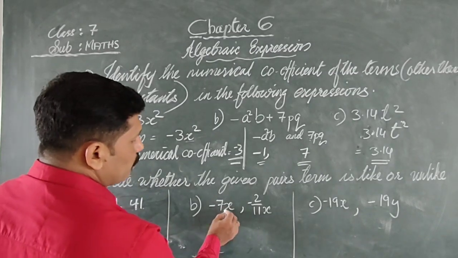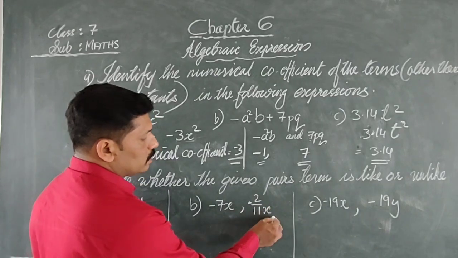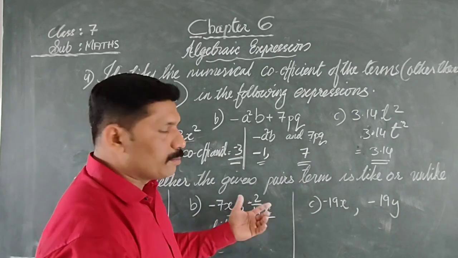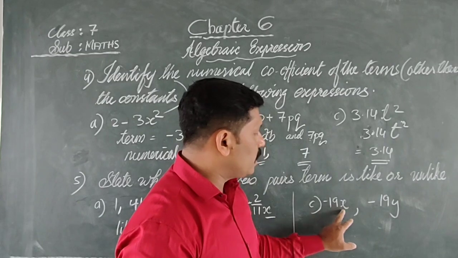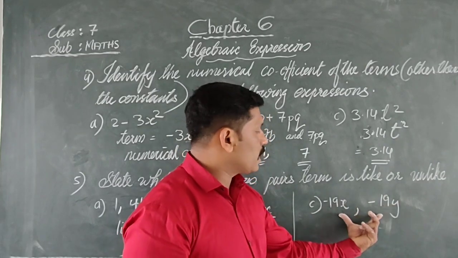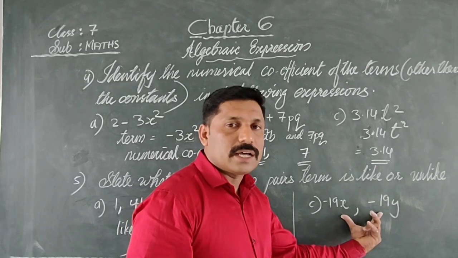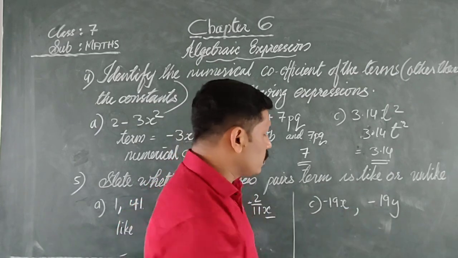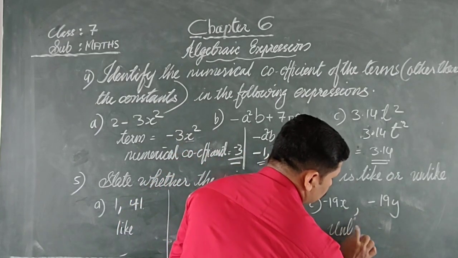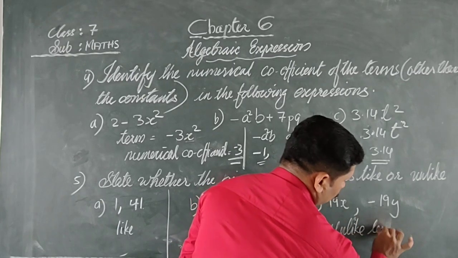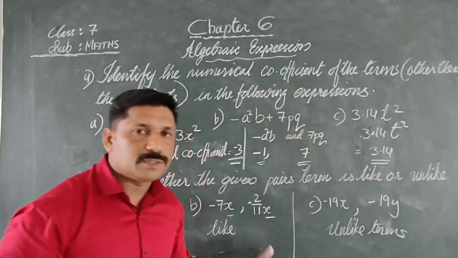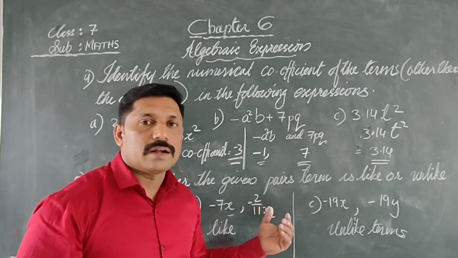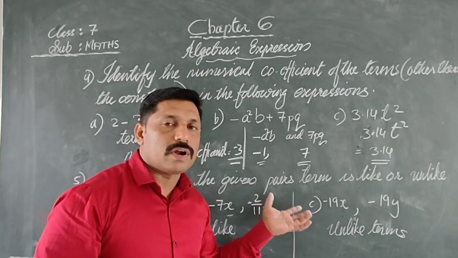And here negative 7x and negative 2 upon 11x. Both variable parts are the same, x, so they are also like terms. And here one term is negative 19x and the other negative 19y. Here the numerical coefficient is the same, but we do not consider the numerical coefficient while deciding like terms. We take only the variable. Variable parts are different, therefore they are unlike terms. So in this way, looking at the variable part, you can decide whether the terms are like terms or unlike terms.